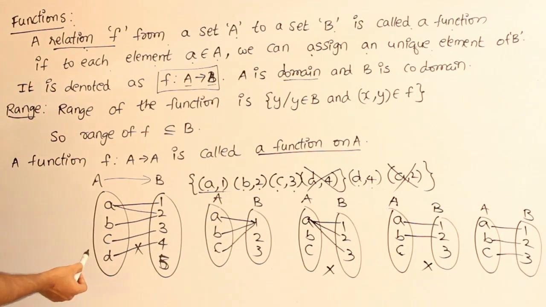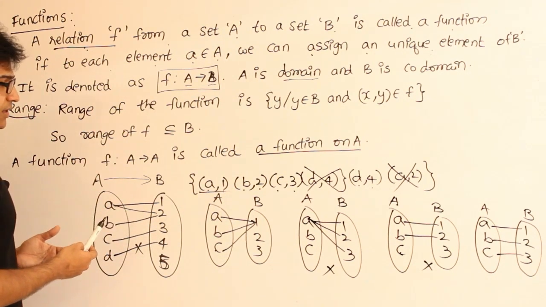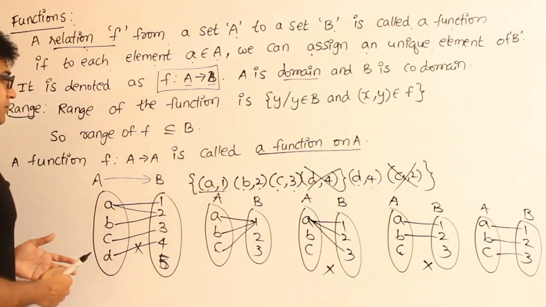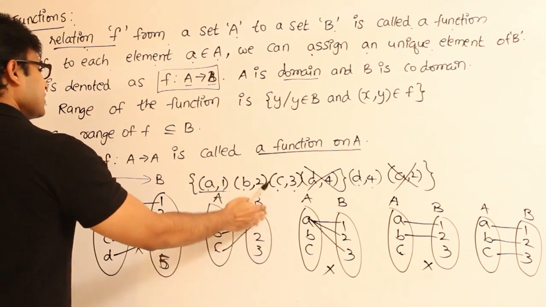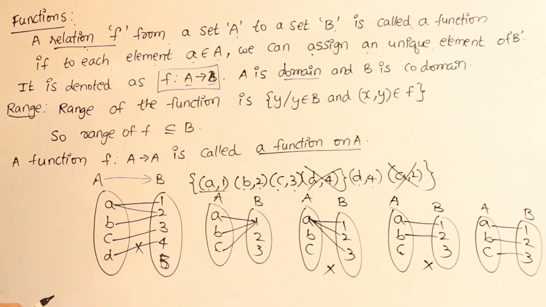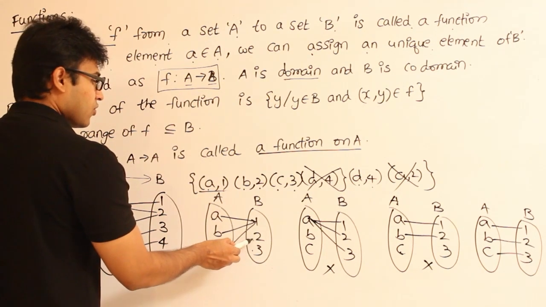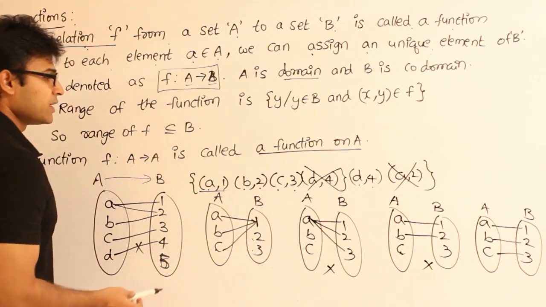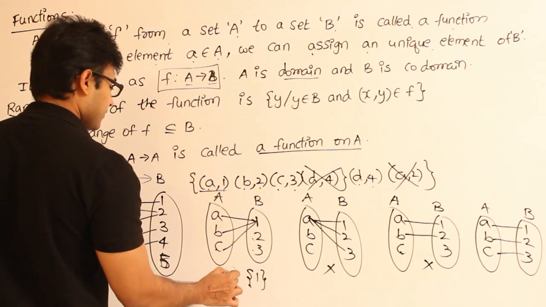So what is range? If you see any of these mappings, every element in A is going to get an element in B, but it is not necessary that every element in B is going to participate in the function, right? See this, these two elements are not present in the function, therefore whatever elements are participating in the function are called the range. So in this case, range equal to 1, right?